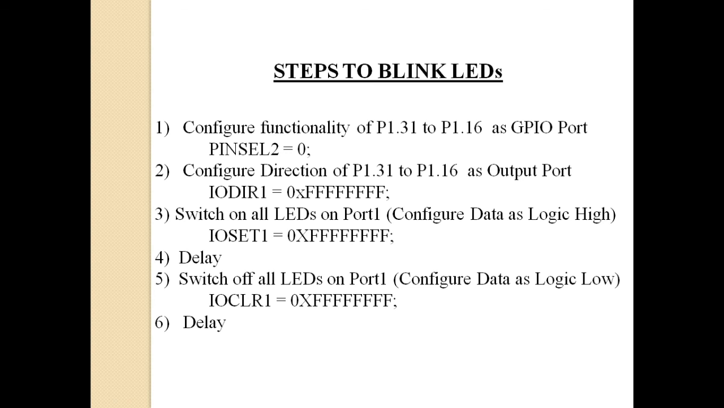Right. So once you have configured the functionality as GPIO, until you are reconfiguring it, it will be acting as GPIO itself. Similarly, once you have configured the direction as output, until you are reconfiguring it, it will be configured as output itself. So the first and second steps are the configuration steps. These 2 steps you need to execute only once. Steps 3 to 6 you need to execute infinitely, because these are the actual program steps, and these are the configuration steps. So this is how.